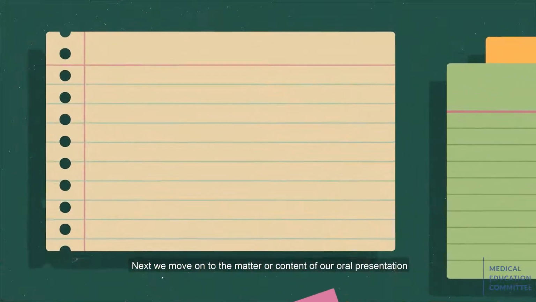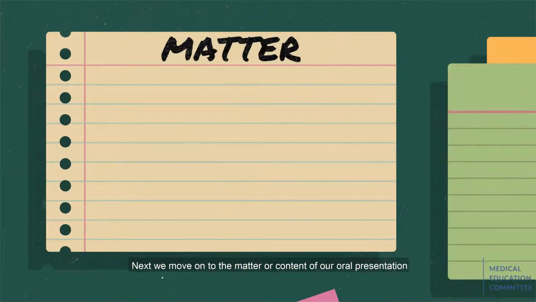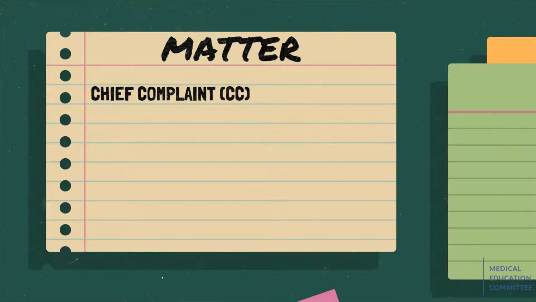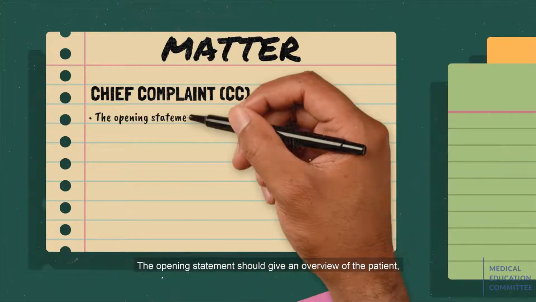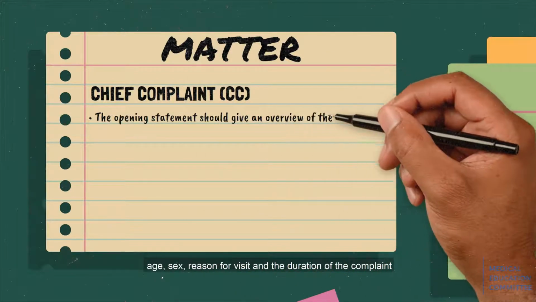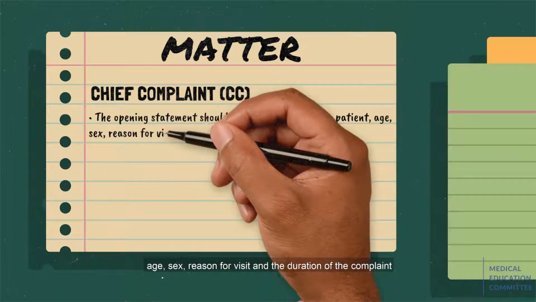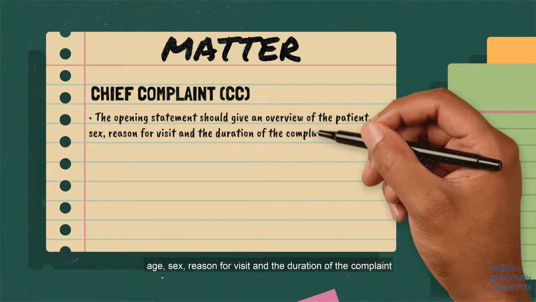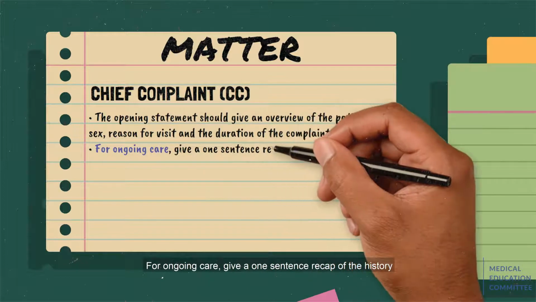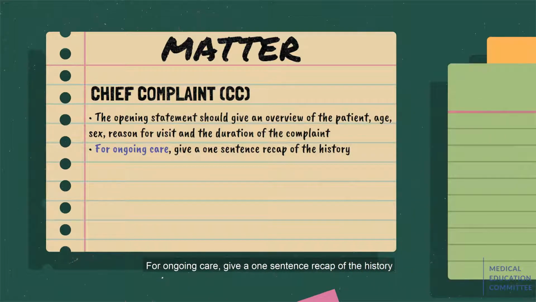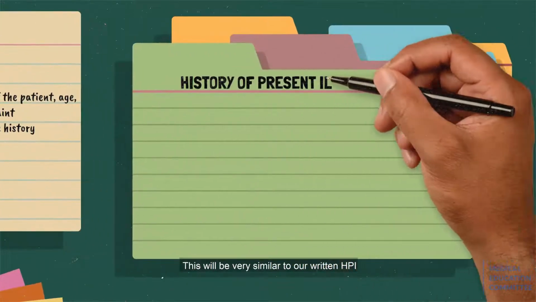Next, we move on to the matter or content of our oral presentation. The opening statement should give an overview of the patient: age, sex, reason for visit, and the duration of the complaint. For ongoing care, give a one-sentence recap of the history. This will be very similar to our written HPI.